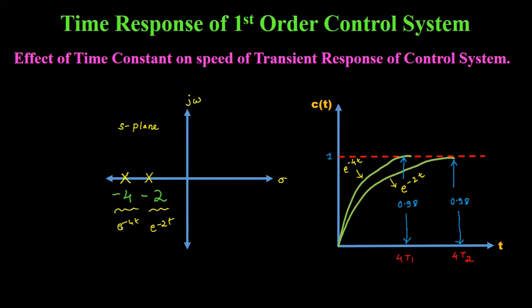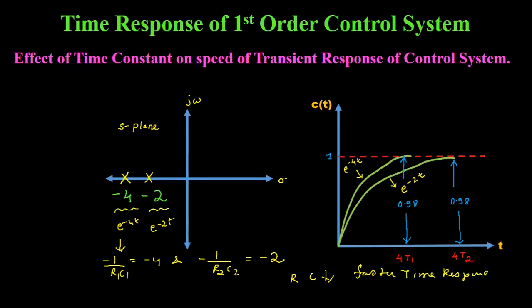So for the first system with the term e to the power minus 4t, minus 1 upon R1C1 will be equal to minus 4, and for the second system with the term e to the power minus 2t, minus 1 upon R2C2 is equal to minus 2. That means from this equation we can say that when RC decreases, the steady state is reached earlier. That means the lesser the RC, the faster the time response of the system.